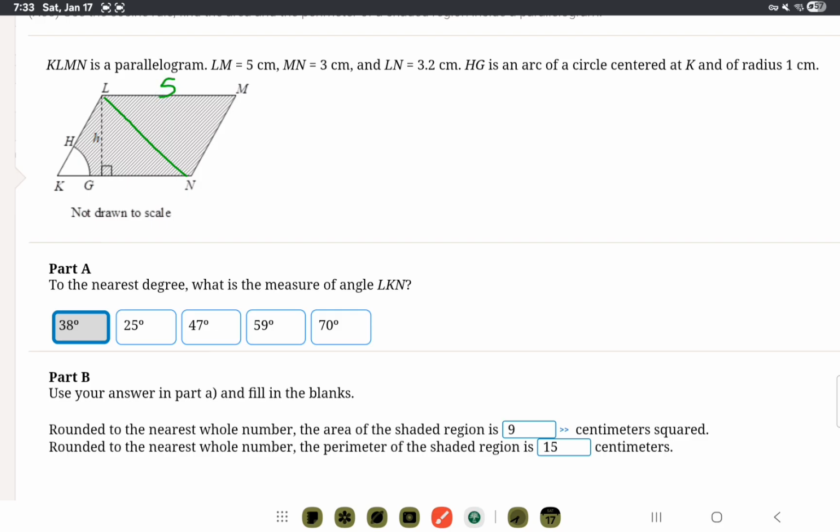5, 3, 1, 1 as the radius. Okay, and then GN is 4, LH is 2. Now the area of the shaded region. How do we get the area of the shaded region? We find the area of the whole thing minus this thing. So now we need to find the area of a parallelogram. How do you find that? Very easily, just do base times height.